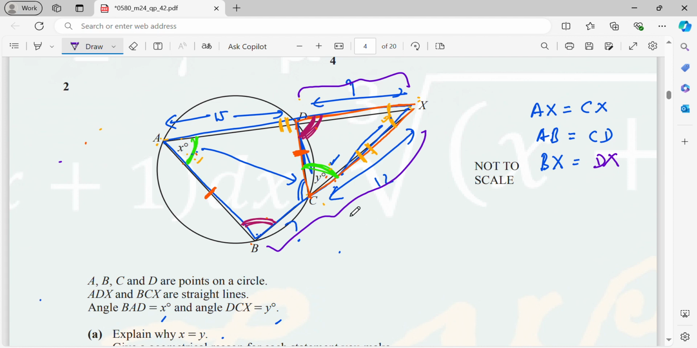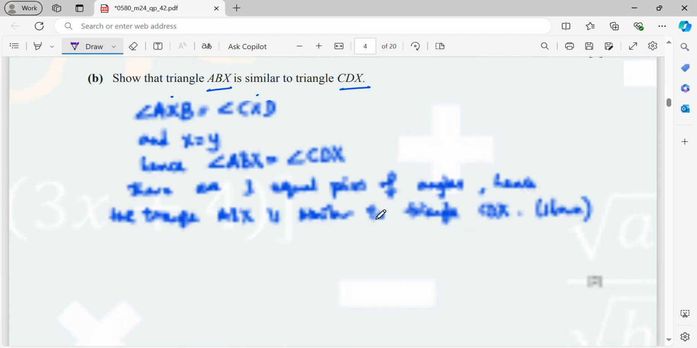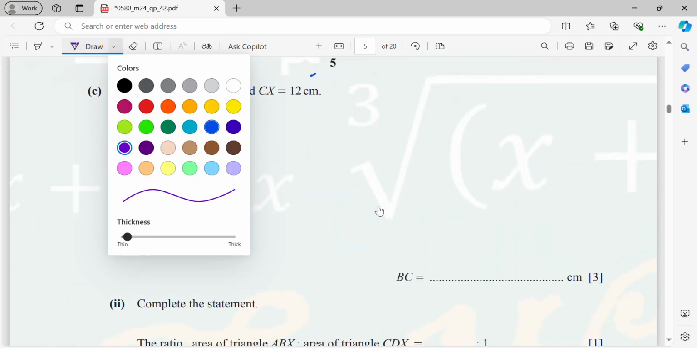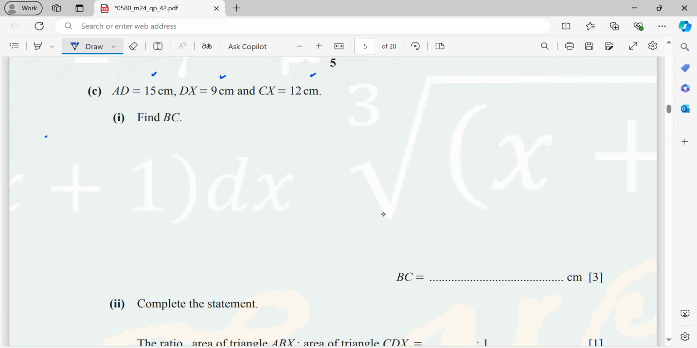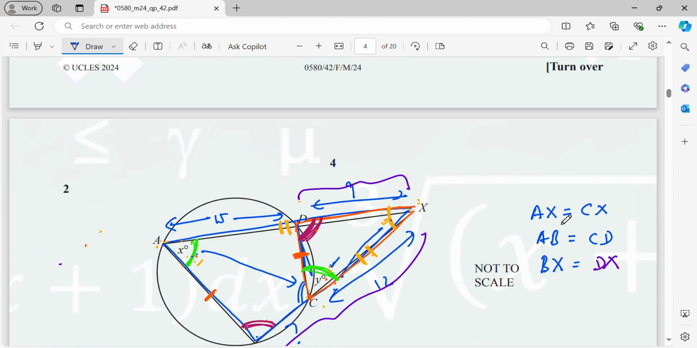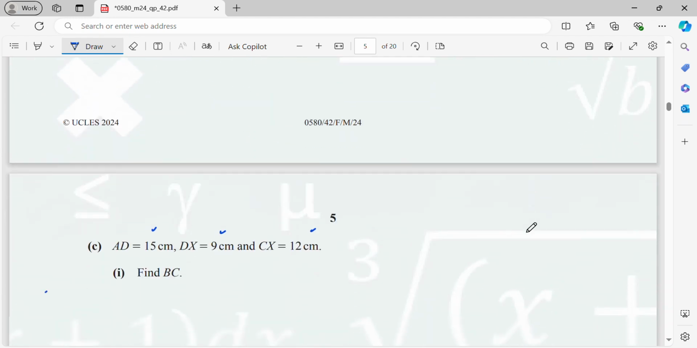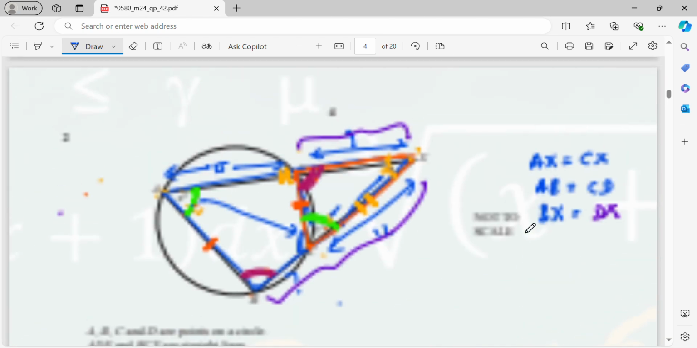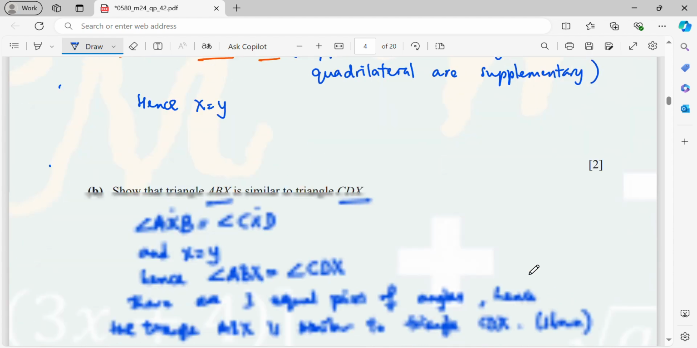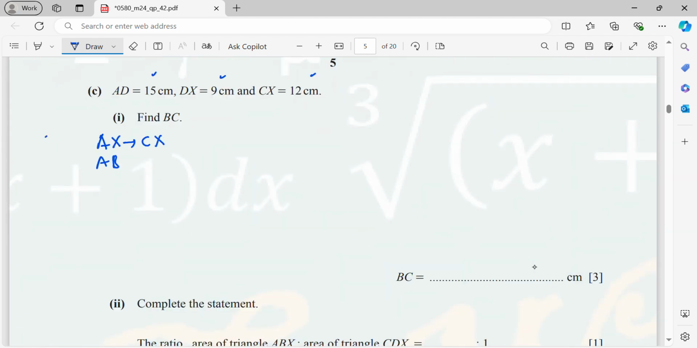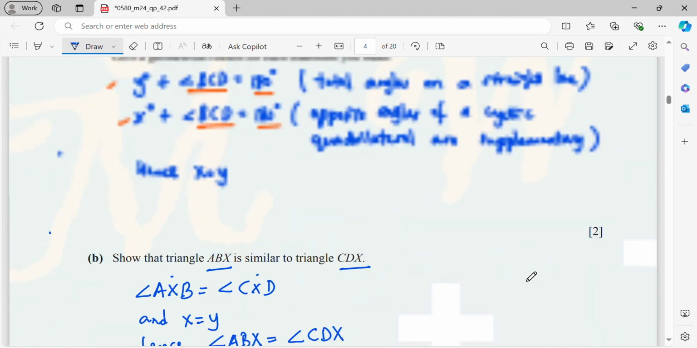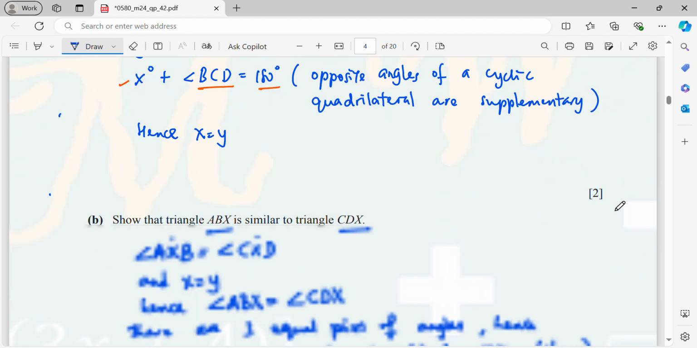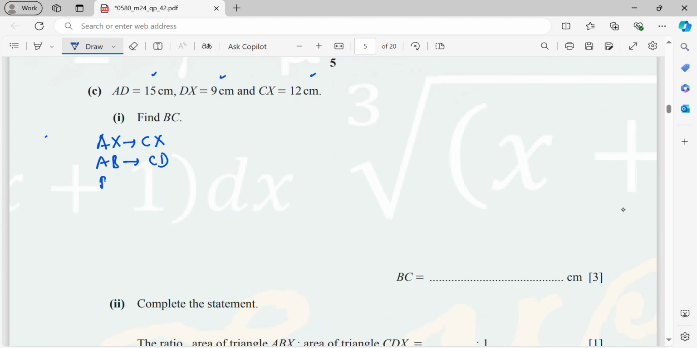Now what I need to do here is I will rewrite here. AX, AX corresponds to CX. And then AB is CD. After that, BX corresponds to DX.